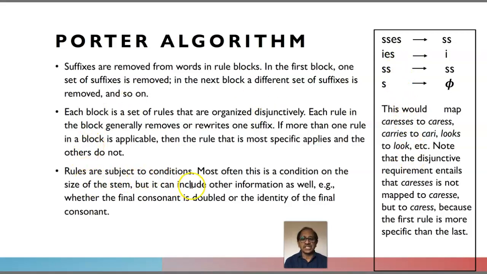Rules are subject to conditions. So in addition to rules in the Porter algorithm, what we have is conditions. Each rule is subject to a condition. Most often this is a condition on the size of the stem. Once you remove the suffix, whatever remains is a stem, and based on the length of the stem, the condition applies. But it can include other information as well, for example, whether the final consonant is doubled or the identity of the final consonant, and so on, depending on the last consonant usually.